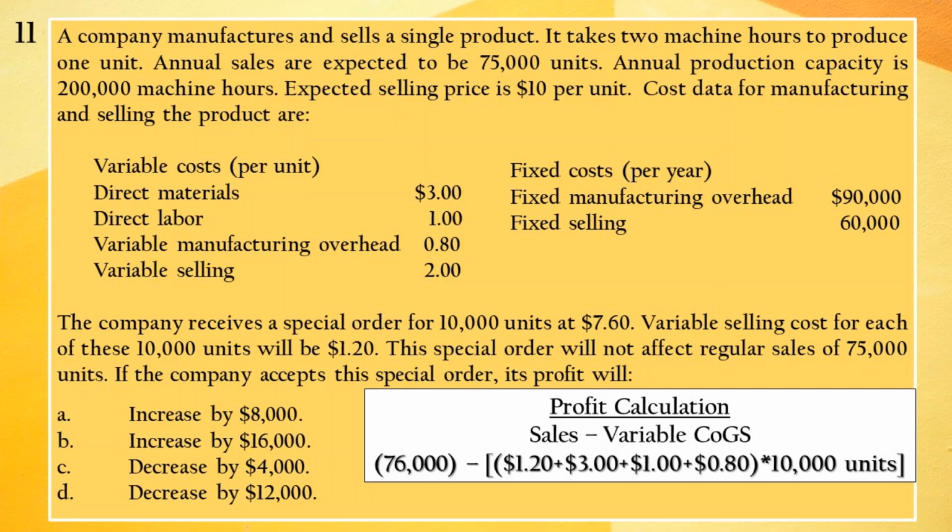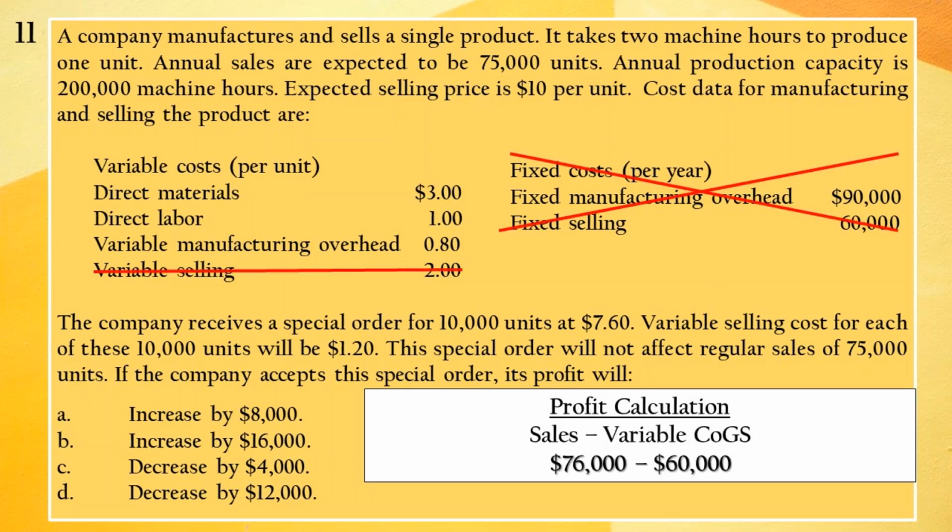Now we can exclude the variable selling cost of $2 that's presented here because that's why they told us in the question that there's a different variable selling cost for these special order units, right? So we are going to add the 1.2 from the question for our variable selling costs. We're going to add $3 for our direct materials, add $1 for our direct labor, and add manufacturing overhead for our variable amount of 80 cents per unit. So if we add all of that together, we will get $6 per unit. So our variable costs per unit are $6. $6 times 10,000 units is $60,000. So that's 76,000 gross sales minus our cost of goods sold, only variable, right? Only variable of 60,000 is $16,000.